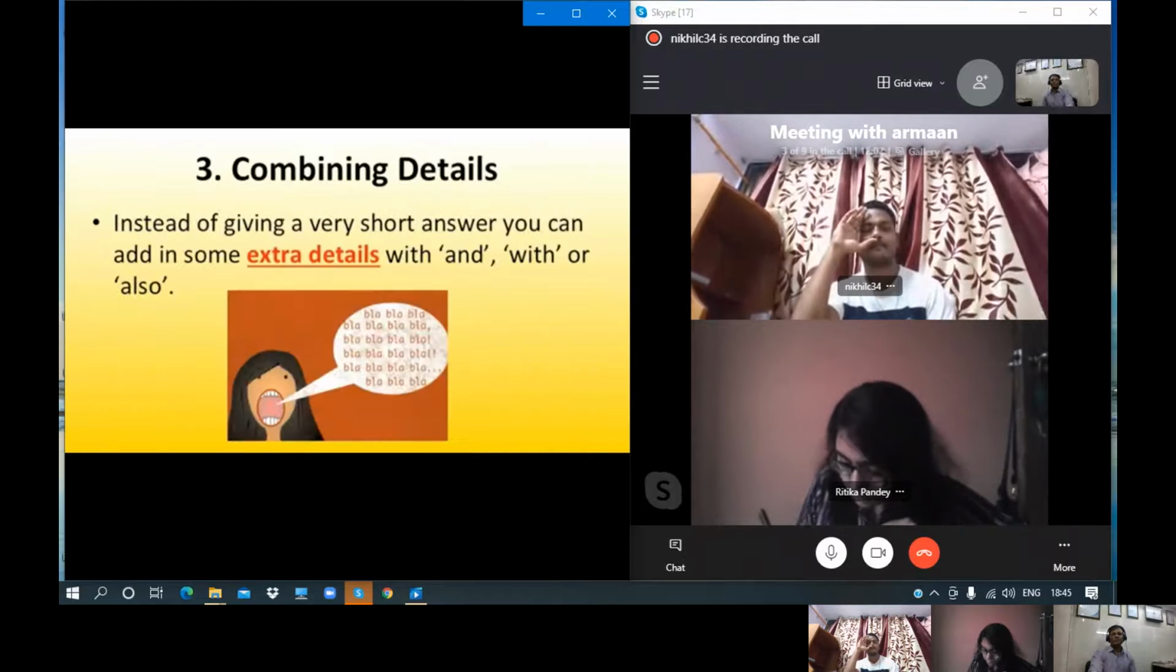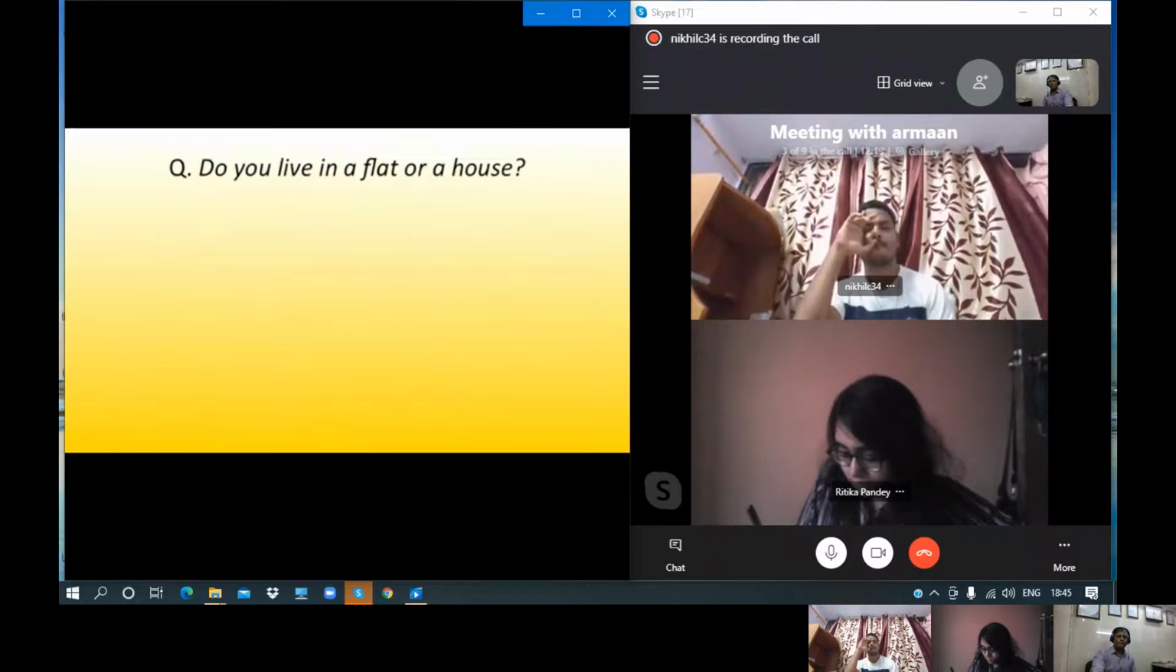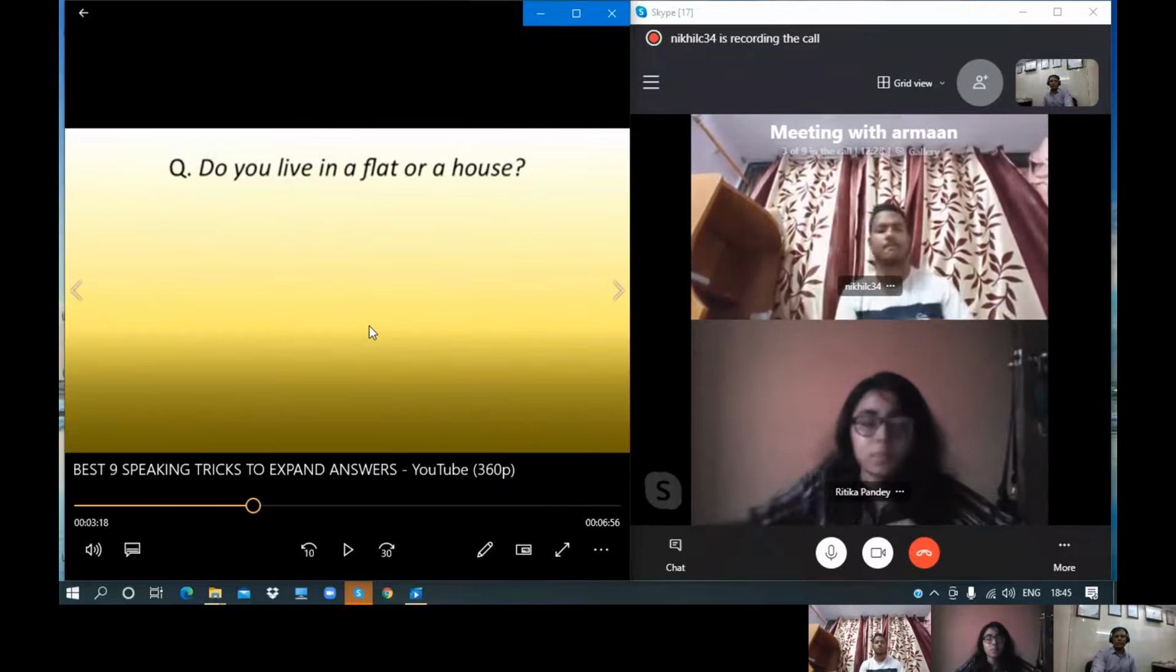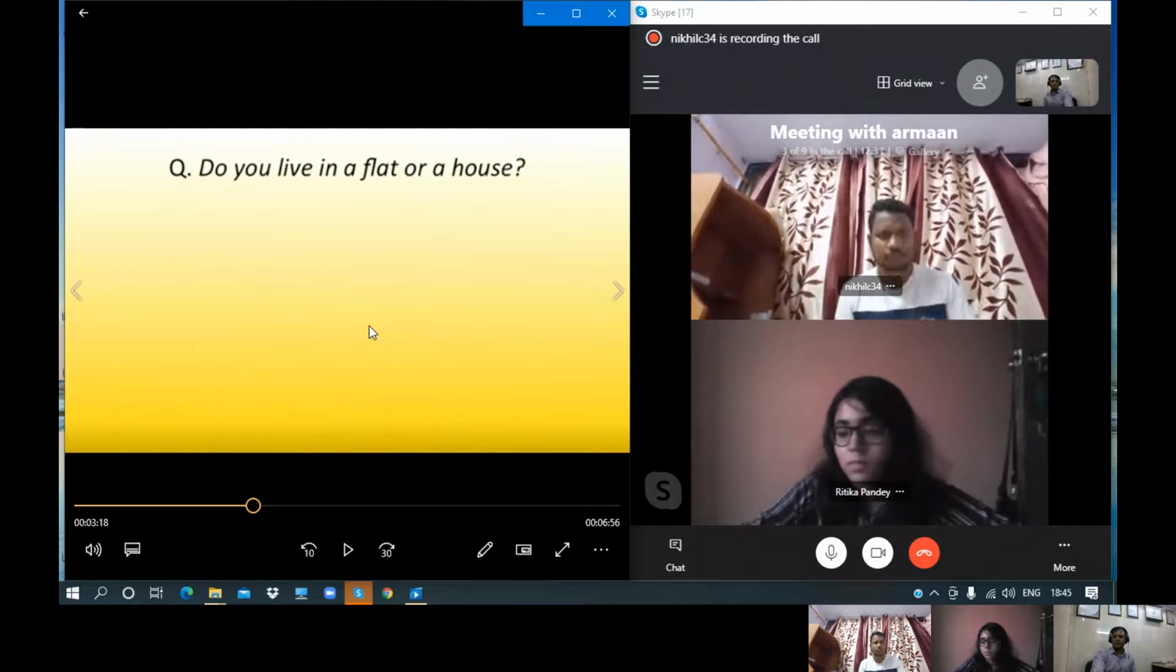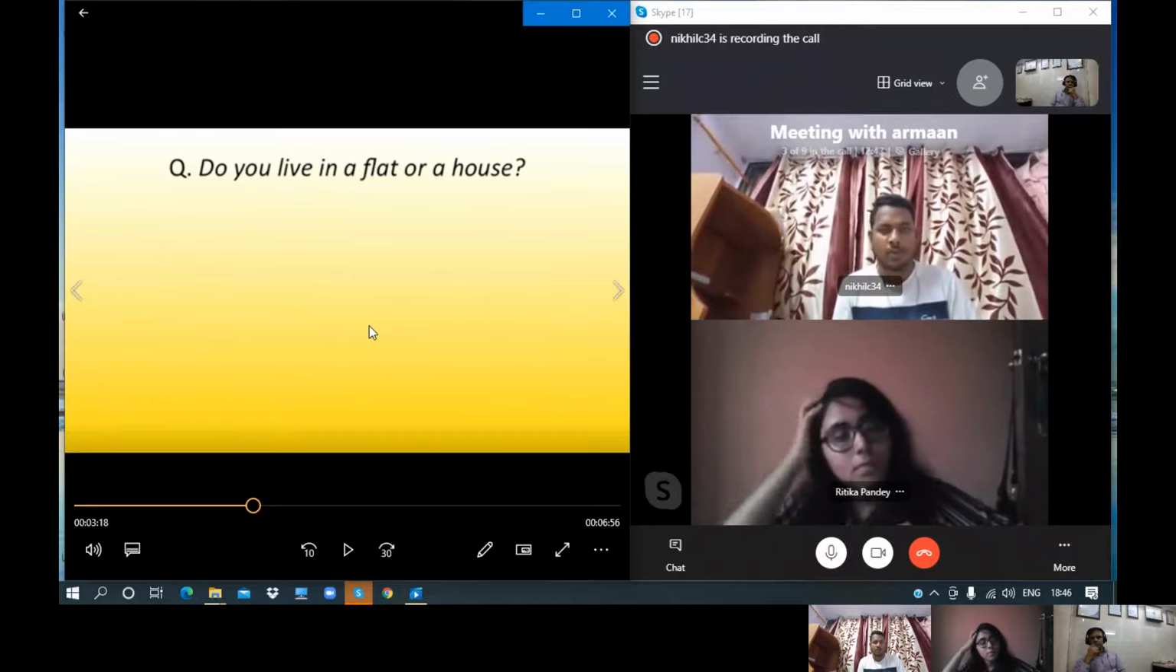The next trick to expand your idea is to combine details. So instead of giving a very short answer, you can add some extra details with and, with, or also. Let's look at an example for this. Question: do you live in a flat or a house? So, Nikhil, what could you answer? I live in a 1 BHK apartment which has one bedroom, one living room, and a kitchen, with a mesmerizing view of a public park from the window.